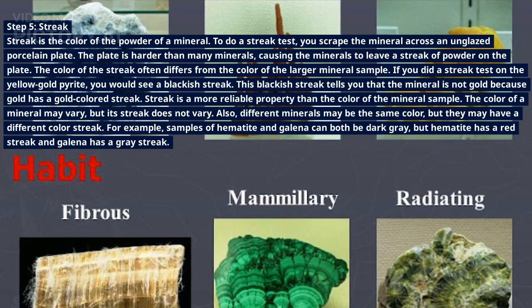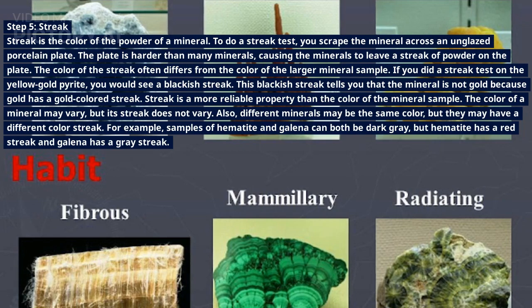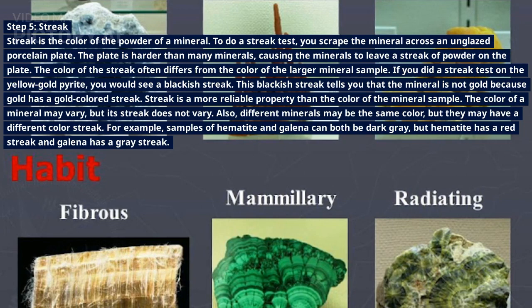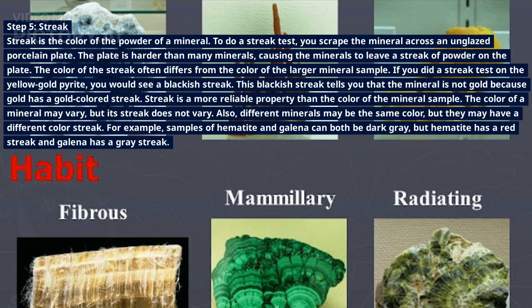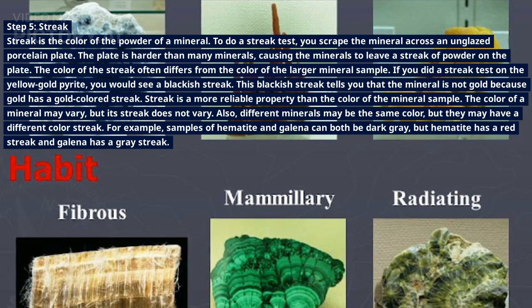The color of the streak often differs from the color of the larger mineral sample. If you did a streak test on the yellow gold pyrite, you would see a blackish streak. This blackish streak tells you that the mineral is not gold because gold has a gold-colored streak. Streak is a more reliable property than the color of the mineral sample.